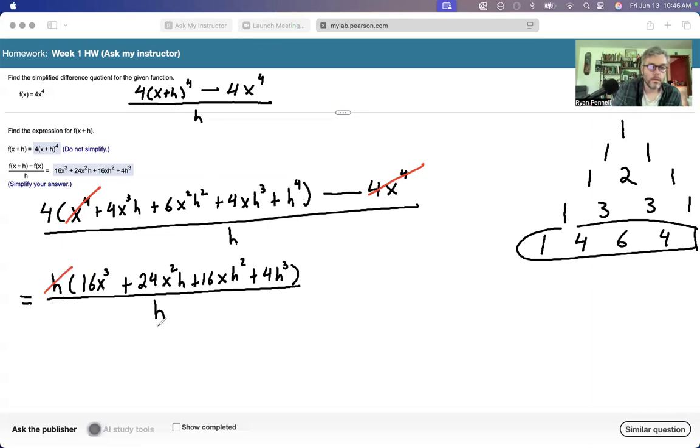And then the h reduces, and what's left should be the answer. 16x cubed plus 24x squared h plus 16xh squared plus 4h cubed. Yeah, that works. Okay. I hope you found this helpful, and I'll see you next time.